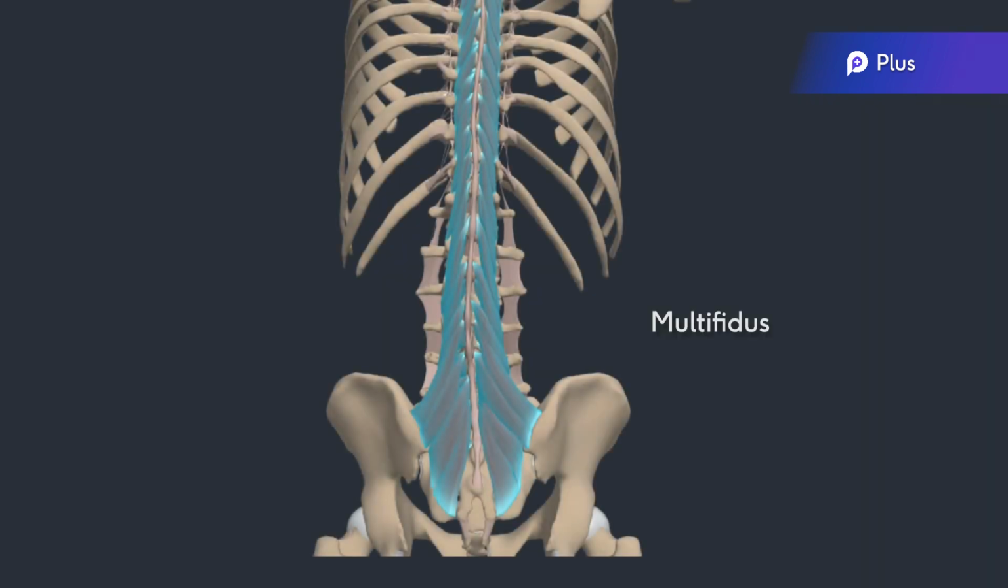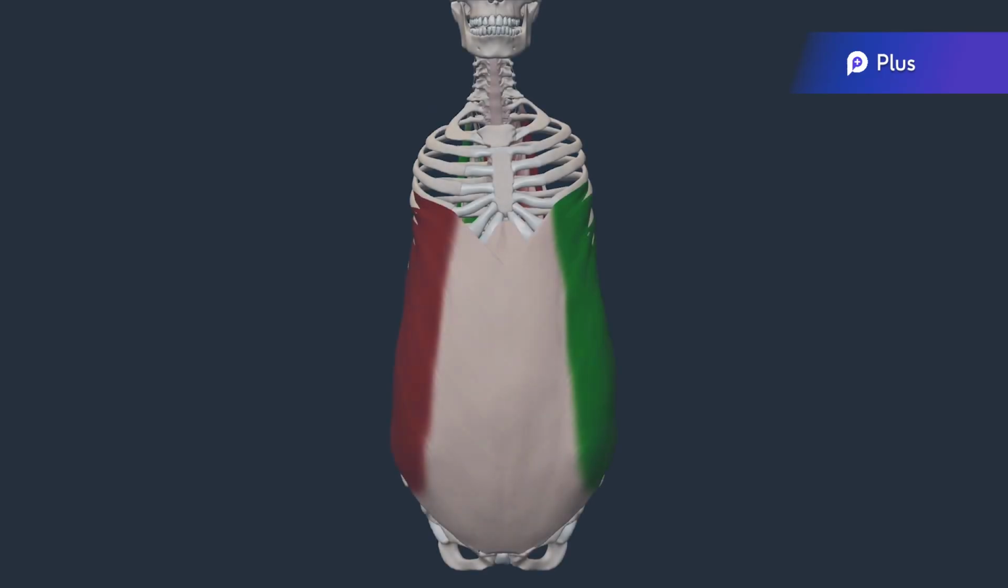The multifidus assists in contralateral lumbar rotation when acting unilaterally. However, the major rotators are the internal and external obliques in the abdominal wall, which we will discuss next. Let's look at the movement again.